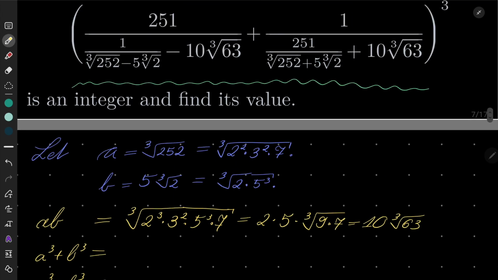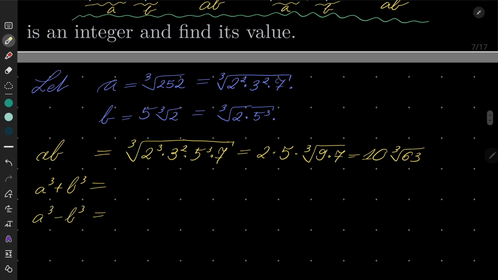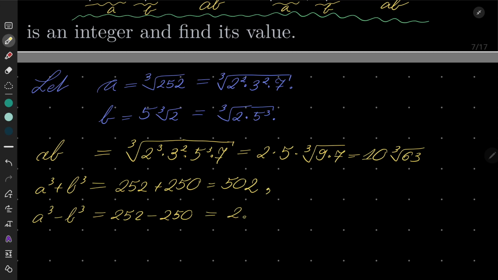Would you look at that? The exact same number appears right here. What a coincidence. So here we have a, here we have b, and a times b. Okay. Then a cubed plus b cubed is 252 plus 250, which is 502. A cubed minus b cubed is 252 minus 250, which is just 2.